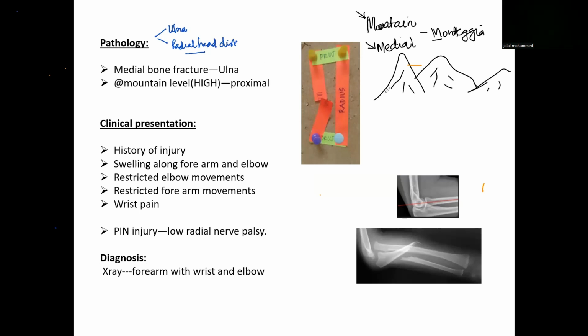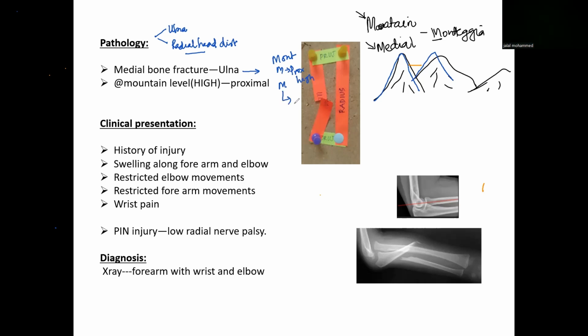Always remember Monteggia is for mountain. Mountain means very high. The second thing is M for medial. So we have M, M, M. Monteggia fracture affects a higher level. That is mountain. Mountain means proximal or high, high ulna.